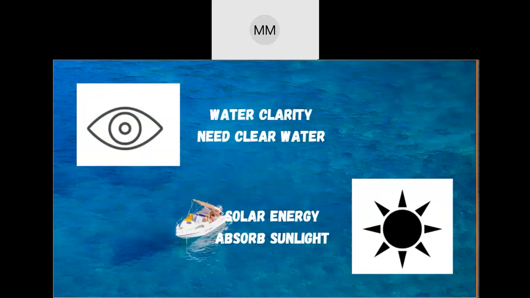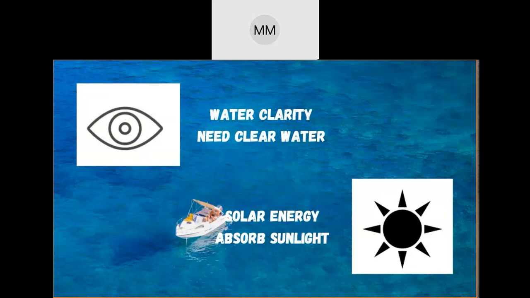Next, water clarity. For water clarity, kelp mostly lives in shallow water and is attached to substrate. And clearer water helps the kelp absorb sunlight as it can penetrate to deeper water. For solar energy, kelp is a primary producer that makes its own food by absorbing solar energy from the sun. Using their blade, they can undergo photosynthesis to produce energy and food.